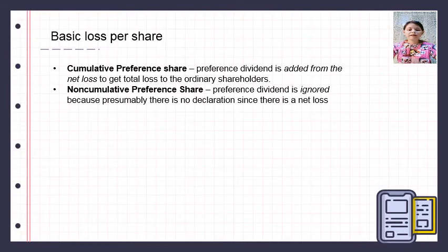And for the basic loss per share, if the preference share is cumulative, the preference dividend is added to the net loss to get the total loss of the ordinary shareholders. And if the preference share is non-cumulative, the preference dividend is ignored because presumably there is no declaration since there is a net loss.